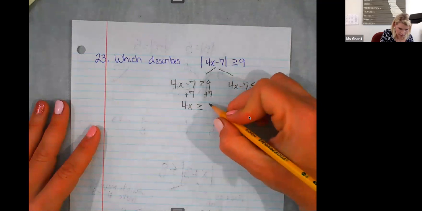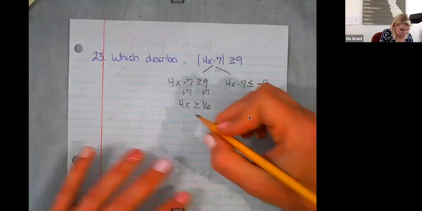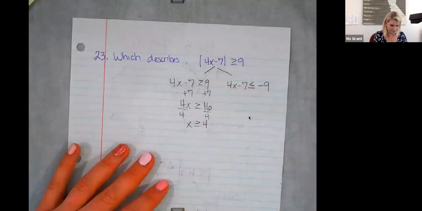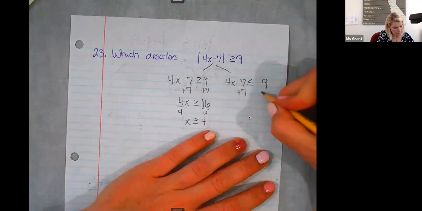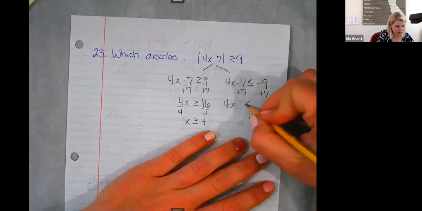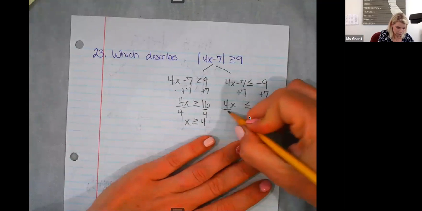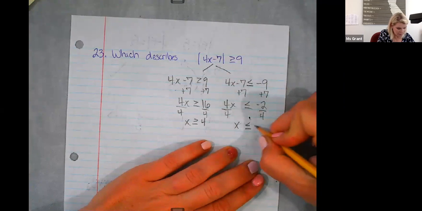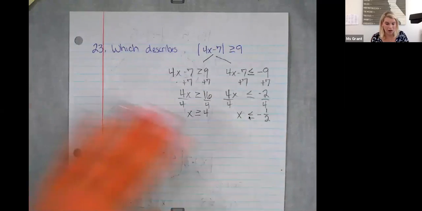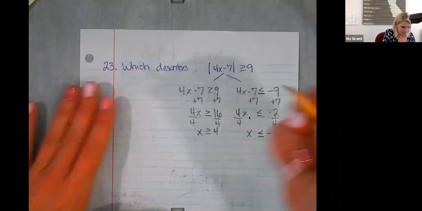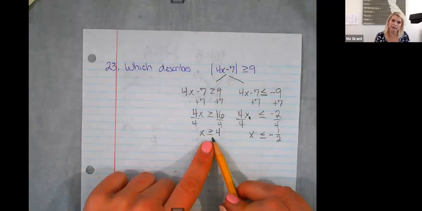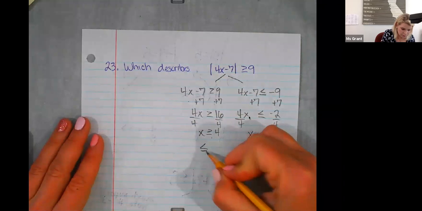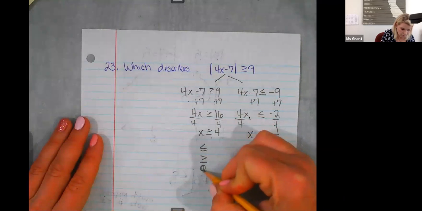So, 4x is greater than or equal to 16. X is greater than or equal to 4. Okay. 4x is less than or equal to -2. X is less than or equal to -1/2. Did you know, I hope you knew, that less than or equal to or greater than or equal to is going to be a closed circle on your graph?